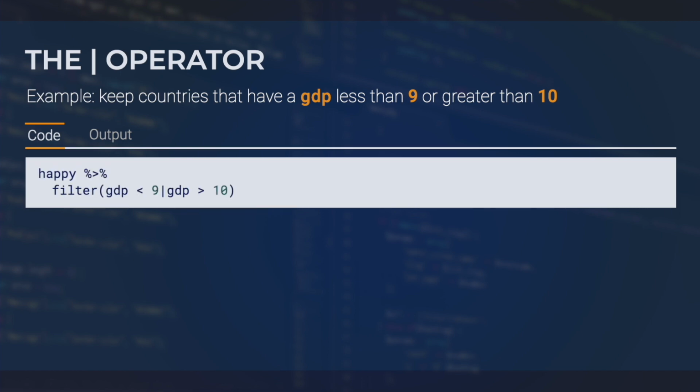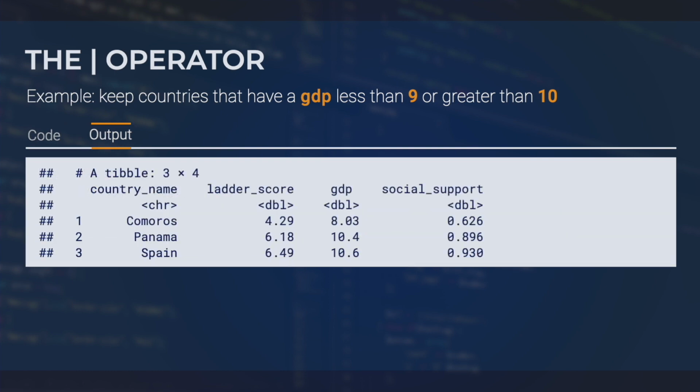We read this as keep those countries that have a GDP that is less than 9 or that have a GDP that is greater than 10. And we confirm that this code produces the desired output.